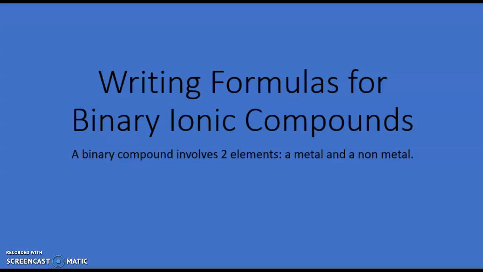Today we're looking at writing formulas for binary ionic compounds. Just a reminder that an ionic compound occurs between a metal and a non-metal. The metal is the cation, which loses electrons, and non-metals are the anions, which gain electrons. Binary just means that it's a metal and a non-metal.